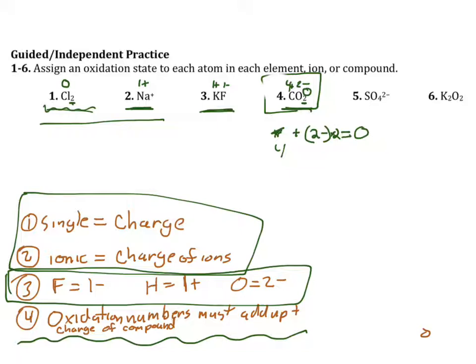Oxygen has an oxidation number of 2 negative. And what I'm going to do is I'm actually going to draw the structure. You do not need to be able to do this. What I'm doing right here is just to help us understand and visually see it better. This is the Lewis structure for carbon dioxide.